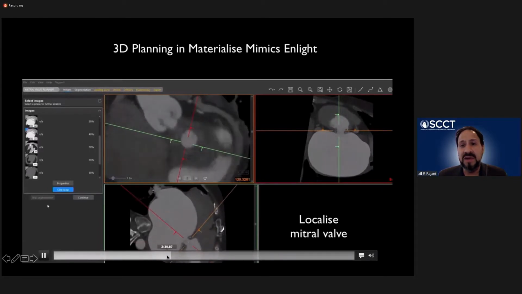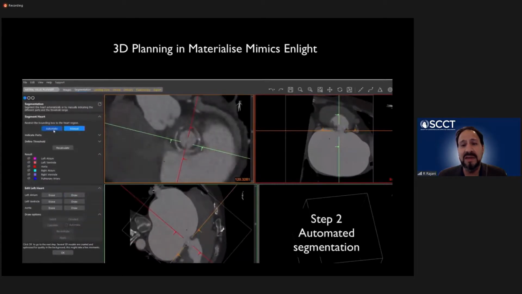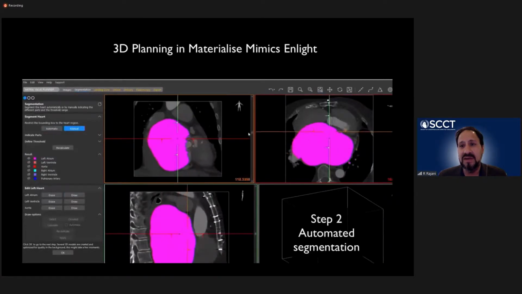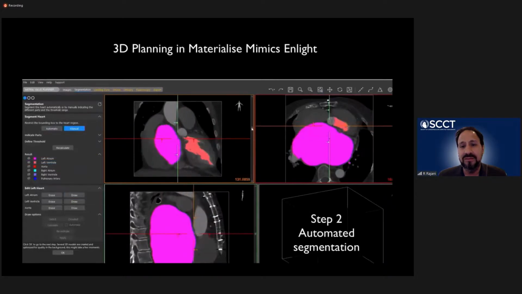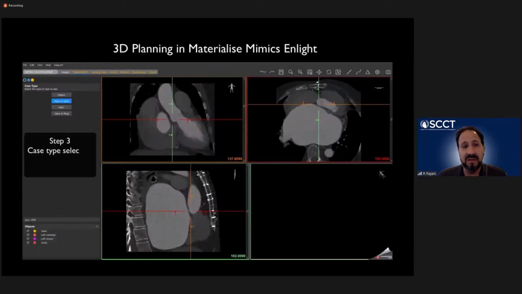Now, from this, we're able to simulate a SAPIEN 3 valve deployment in the mitral valve prosthetic area and to look at neo-left ventricular outflow tract obstruction. And you can see that we're doing the segmentation here on the slide, and we're just verifying the segmentation. Now, once the segmentation is done, we're going to measure the annulus or the bioprosthetic sewing ring size.